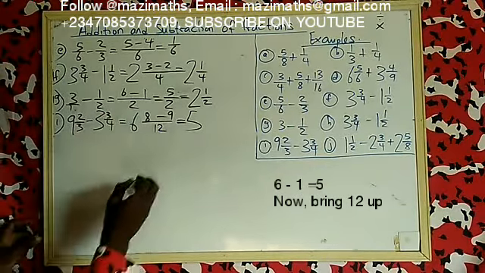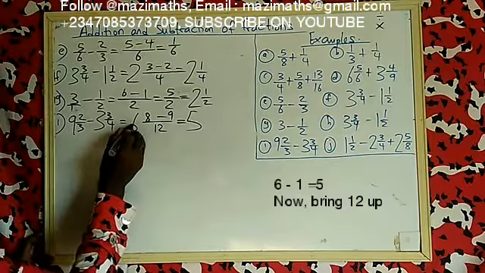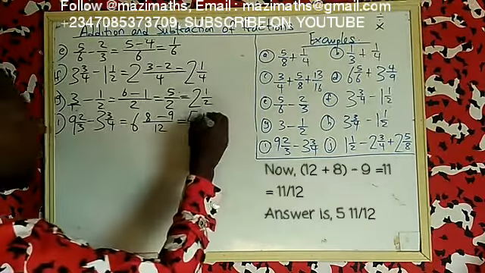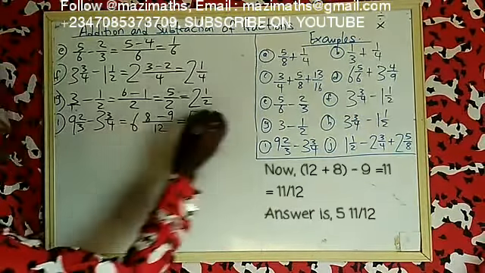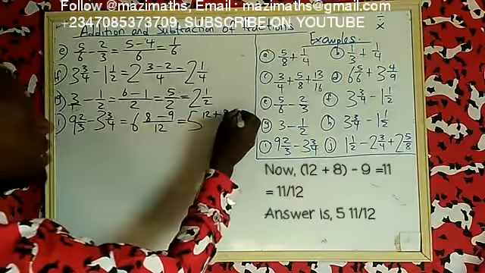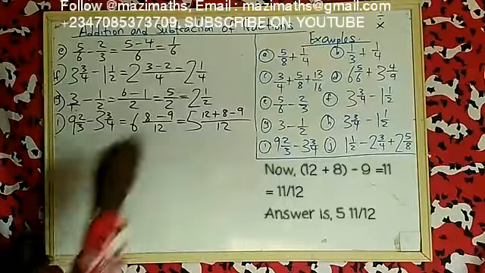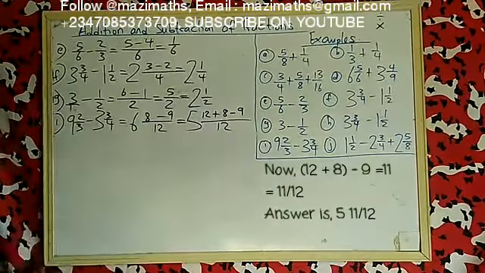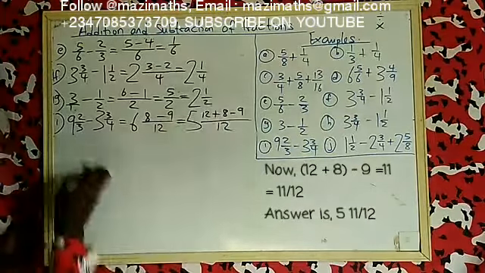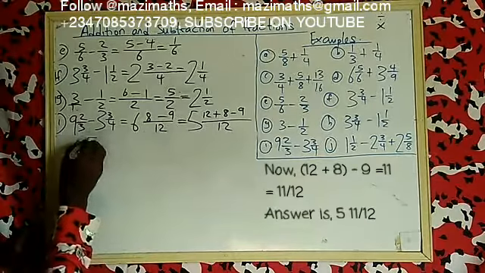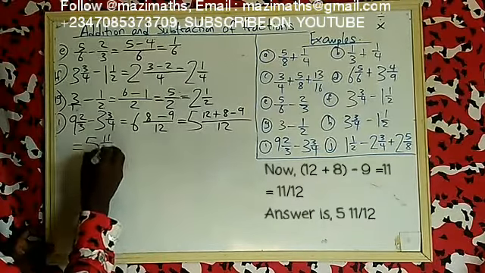So in this case now, what you will do is see, as we take away 1 from 6 now, you bring 12 up. You add it to the first number, which is 8, and then you take away the next number, and then everything will still be over 12. So you follow me. Now 12 plus 8, that is 20. 20 minus 9, now 11. So what you will have here now is 5 whole number 11 over 12.